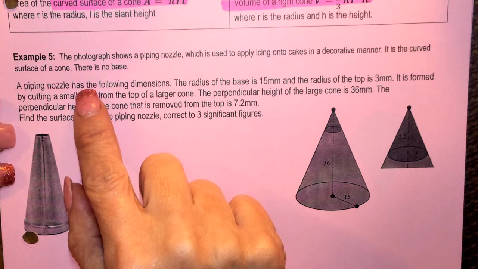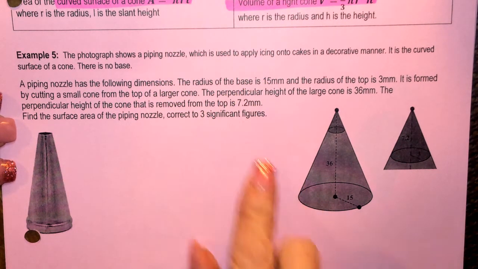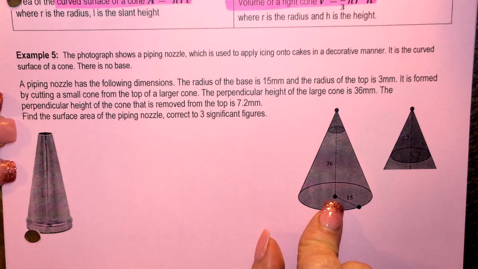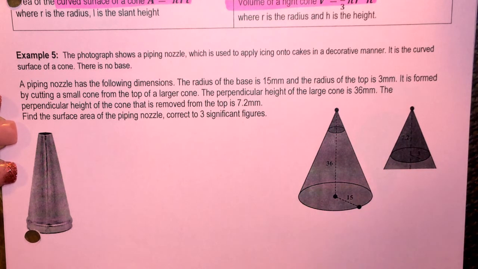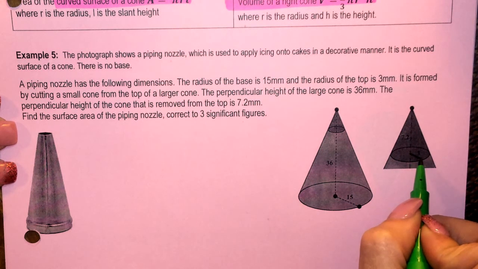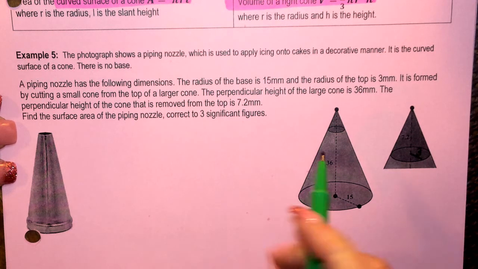All right, so the piping nozzle has the following dimensions. The radius of the base is 15 millimeters. So look at this as I'm reading it. The base is 15 millimeters, and the radius of the top is 3 millimeters. So this is the top right here. It's kind of hard to see. But the radius, you can kind of see that 3 right here. That's a 3. Well, I don't think that really helped on y'all's.